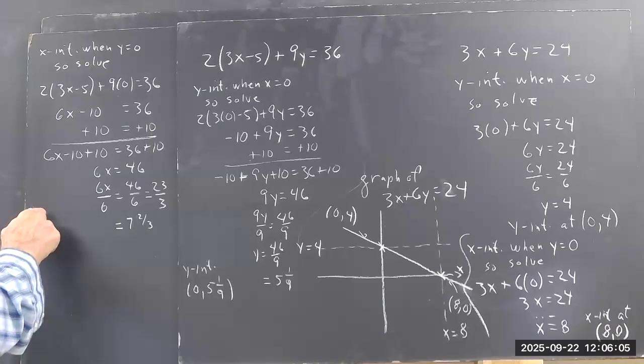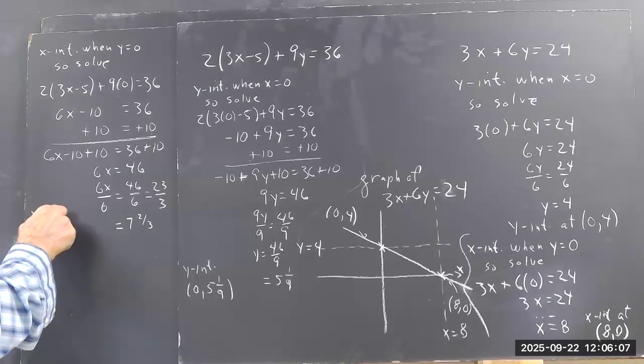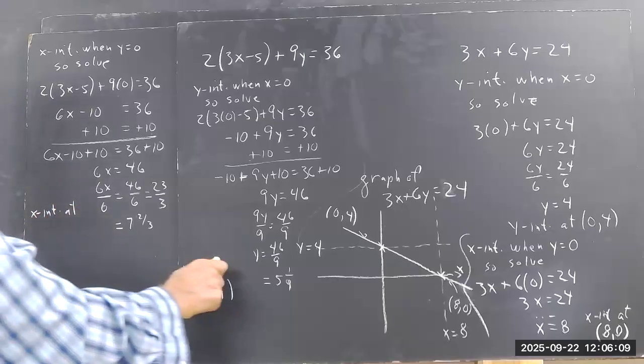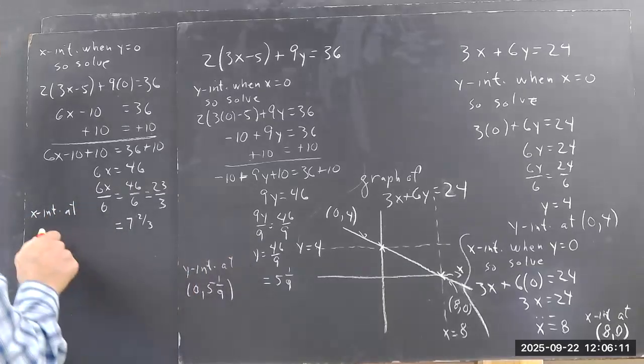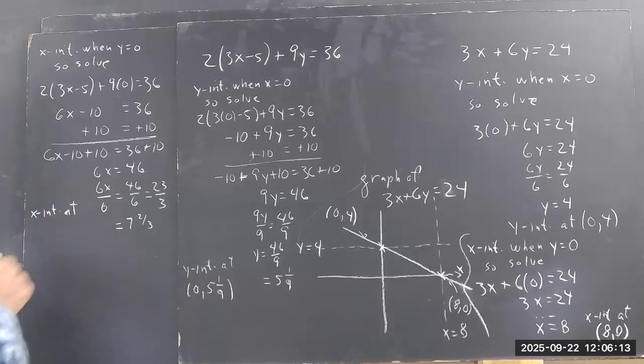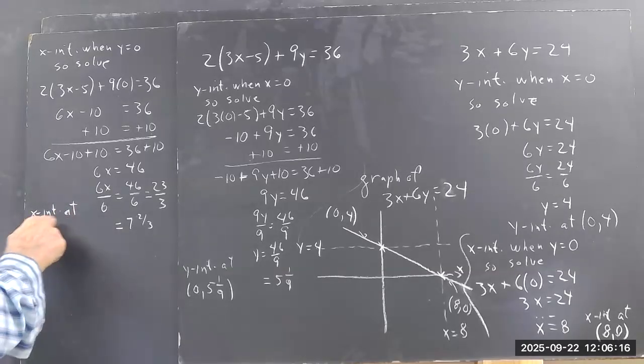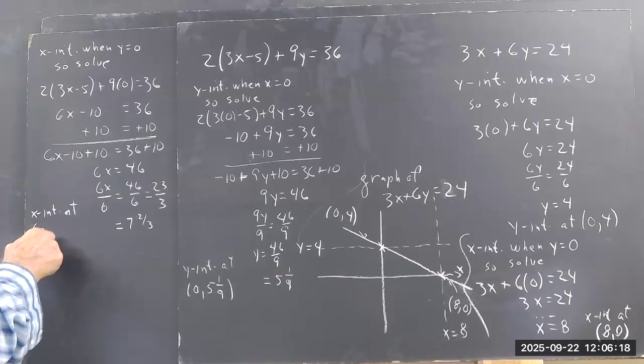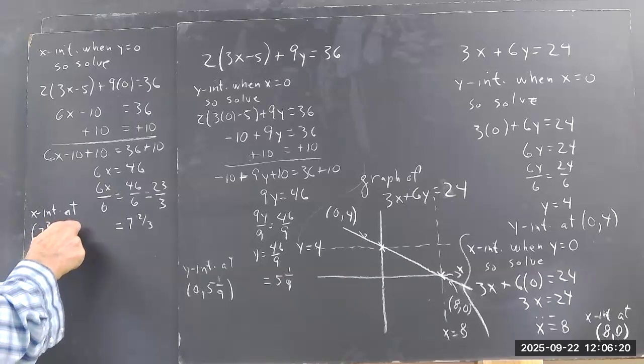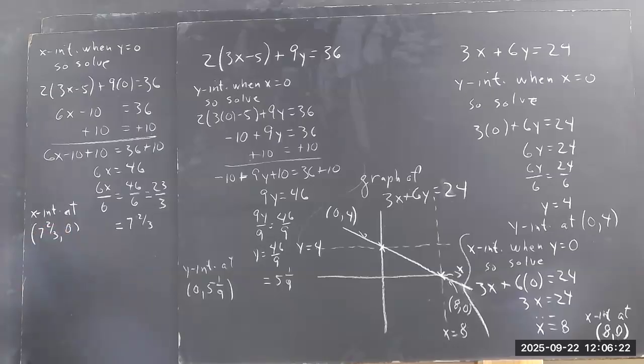So the x-intercept is at, I'm going to use the word at, to avoid some ambiguity in the terminology. The x-intercept is at 7 2/3, 0. So now we can draw the graph.